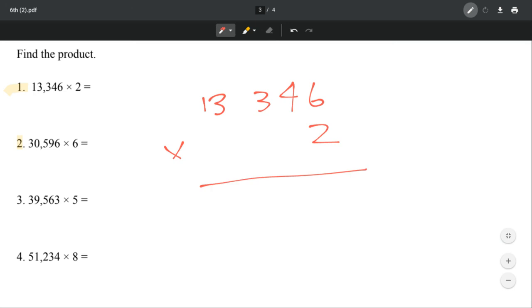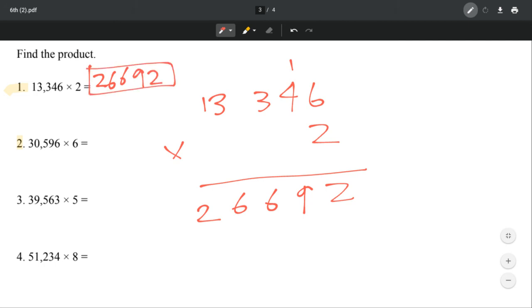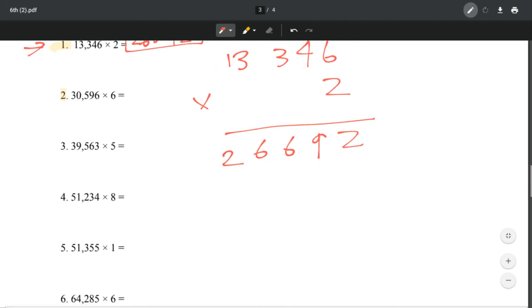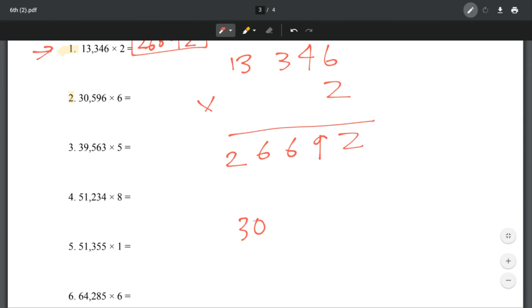That's 6 times 2, that's 12. That's 8, that's 9, 6, 6, 2. Just simple multiplication. So 26,692.